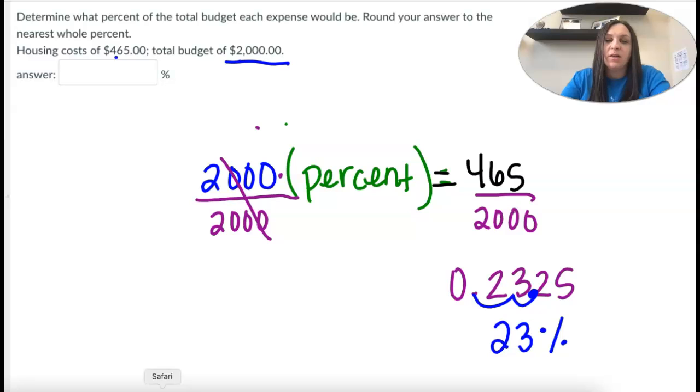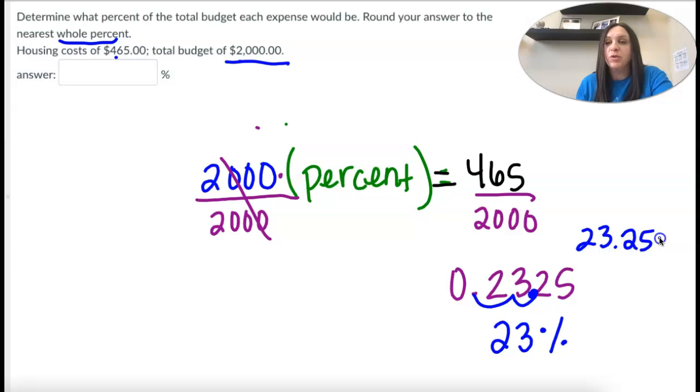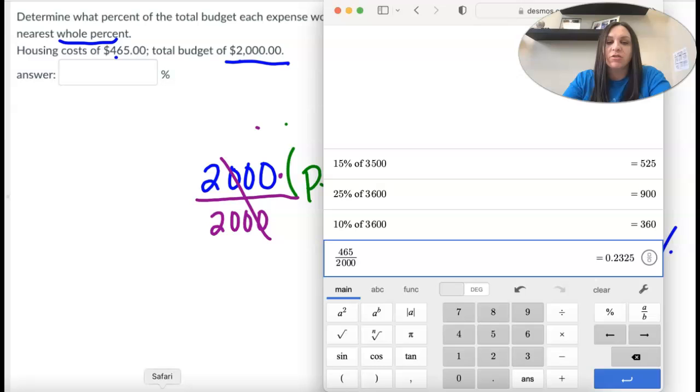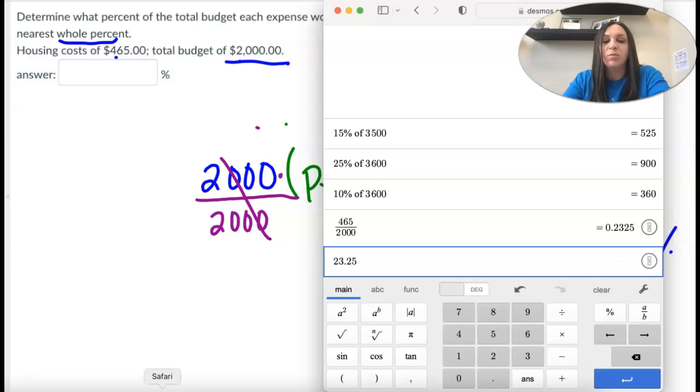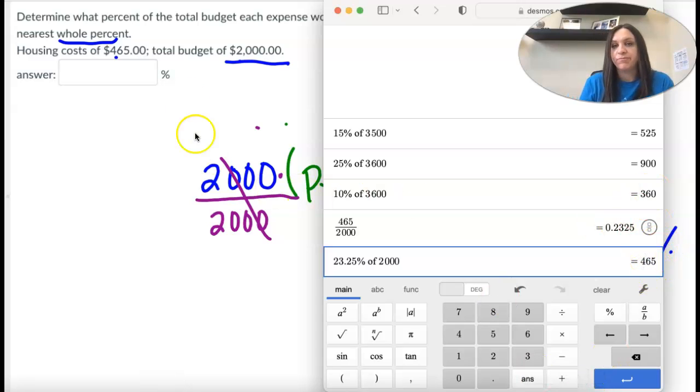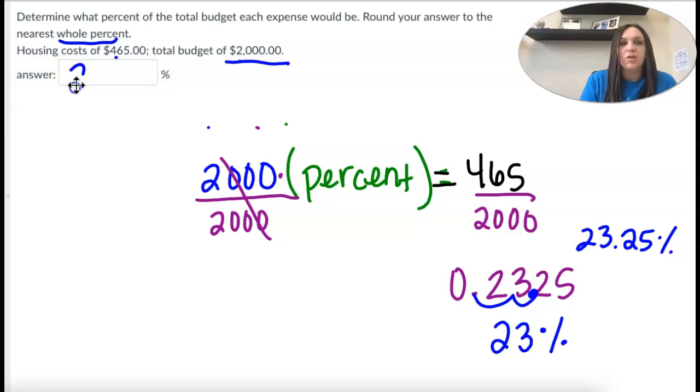And you can check, it's telling us to round to the nearest whole percent, so it's actually 23.25%, but we're going to round down to 23 because 0.25 is not greater than 0.5. And you can check your answer. So if I took 23.25% of 2,000, that's where my 465 is coming from. But it's just whole percent, so we're just going to do 23. So there's no decimals.